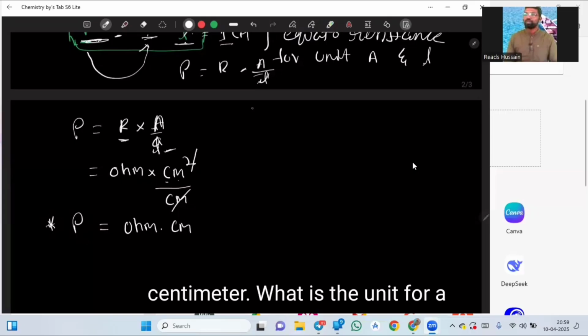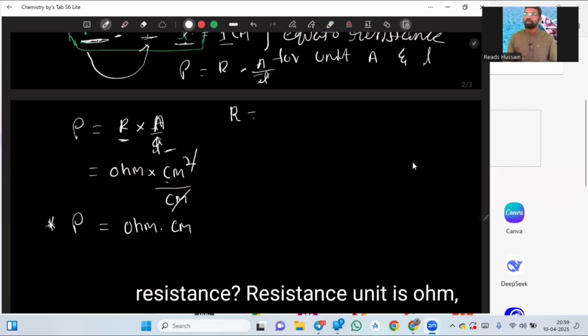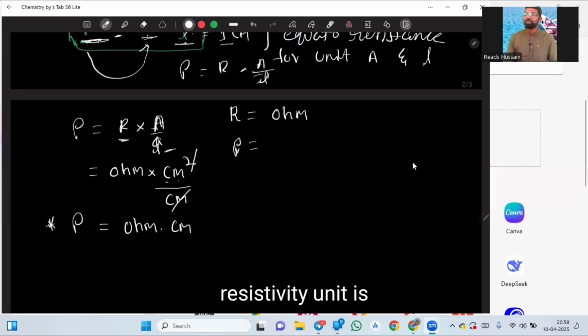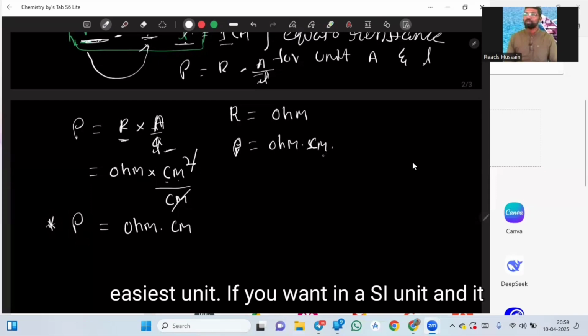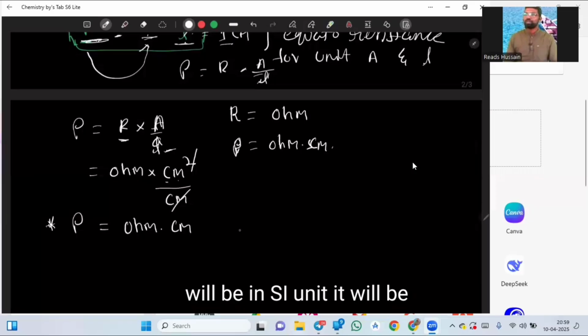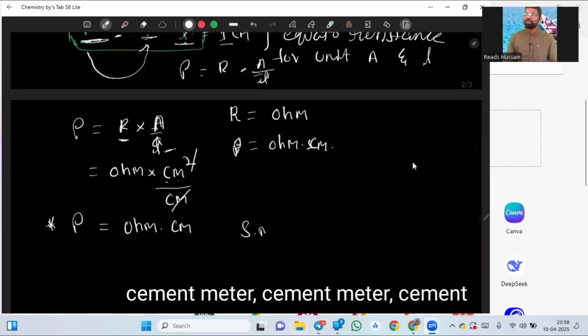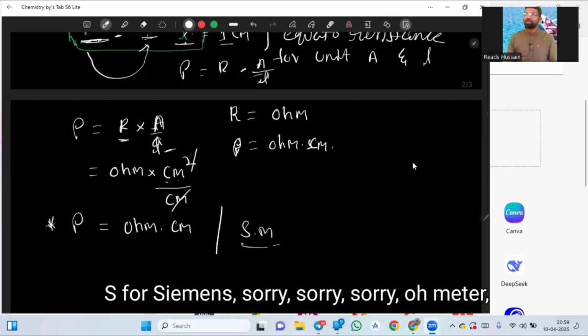What is the unit for resistance? Resistance unit is ohm. Resistivity unit is ohm centimeter. It is a CGS unit. If you want it in SI unit, it will be ohm meter.